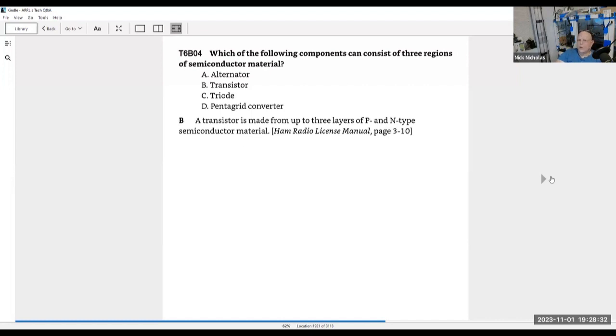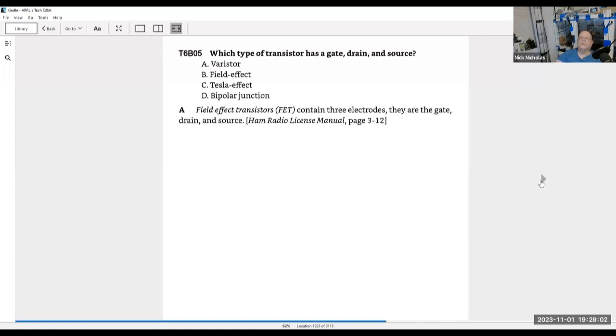Which of the following components can consist of three regions of a semiconductor material? Transistor. Trans comes from the Greek word tria, meaning three. And a transistor is a three-region semiconductor device. So the answer is B, transistor. Covered that when we covered transistors and diodes.